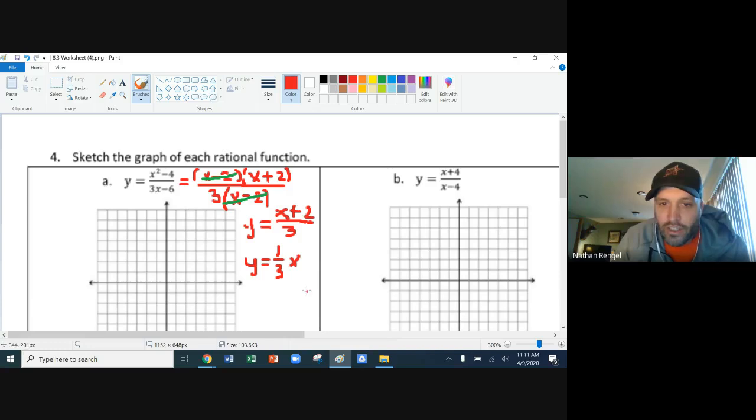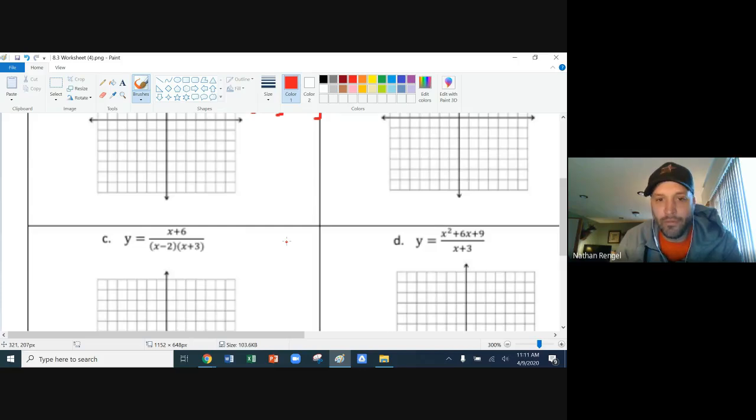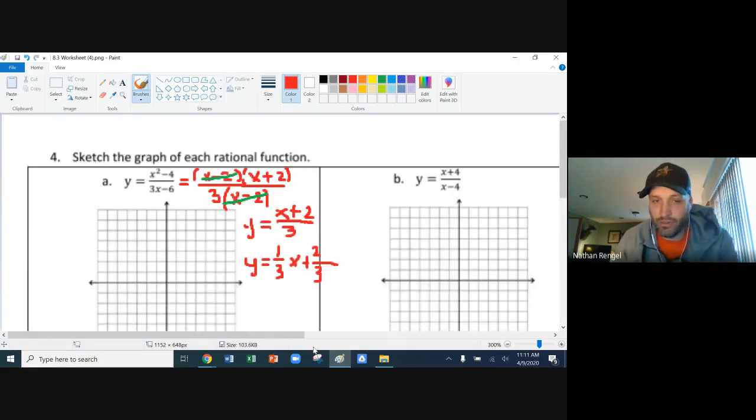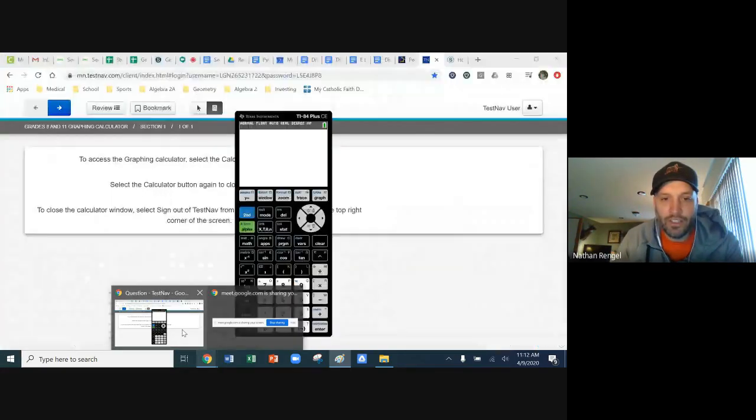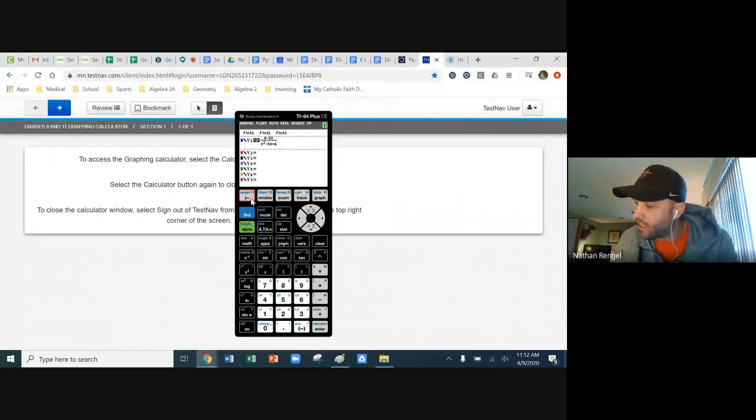Remember, this is a heart, so I'm tearing it apart right now. Plus 2/3. So we will see the shape of these graphs will take whatever their simplified version is. So x plus 2 over 3 is what it simplifies to. So it's going to take that shape of 1/3 x plus 2/3. Now, as we're getting started with looking at these rational functions, I still would recommend that you graph it just to kind of see what it looks like as well. So let's graph this thing out here.